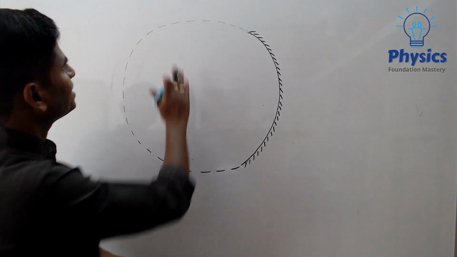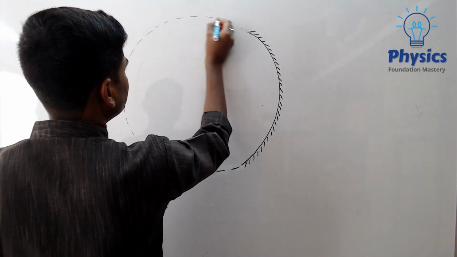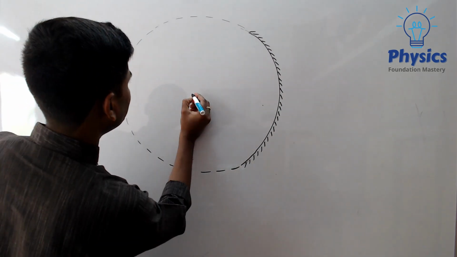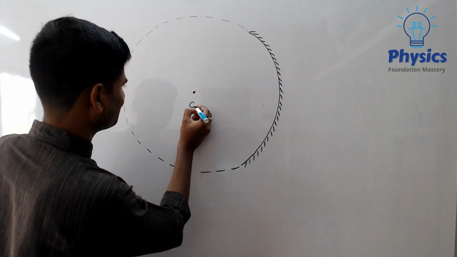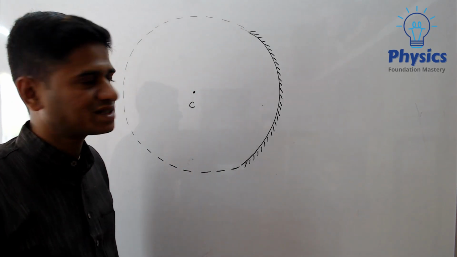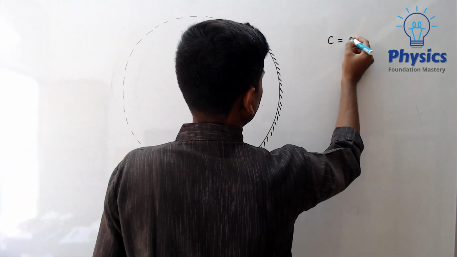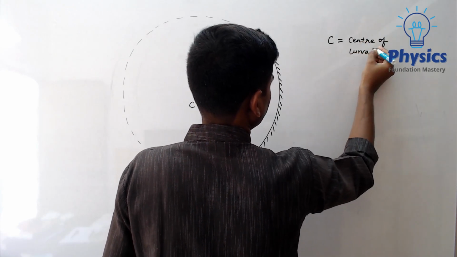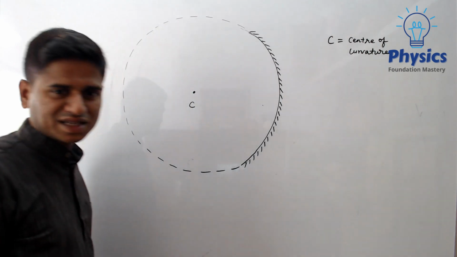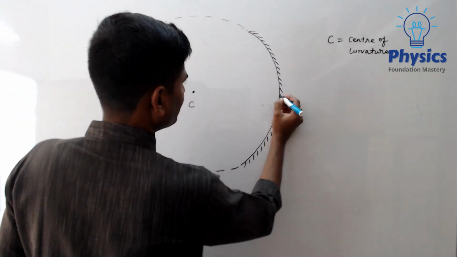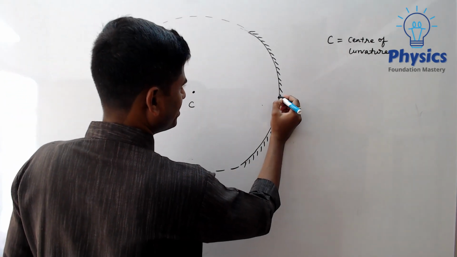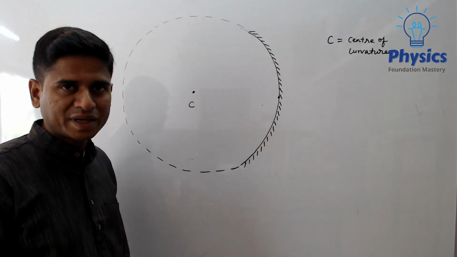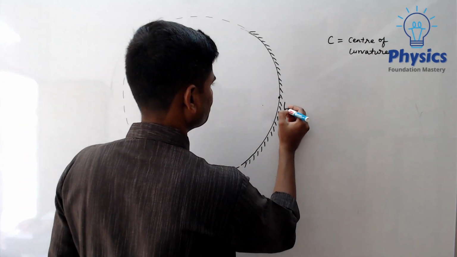The dotted line is the actual sphere of which this mirror is a part, and the center of that sphere is called the center of curvature. This point C is called the center of curvature. Just remember, I'm not discussing everything. The exact middle point of the mirror is called the pole.